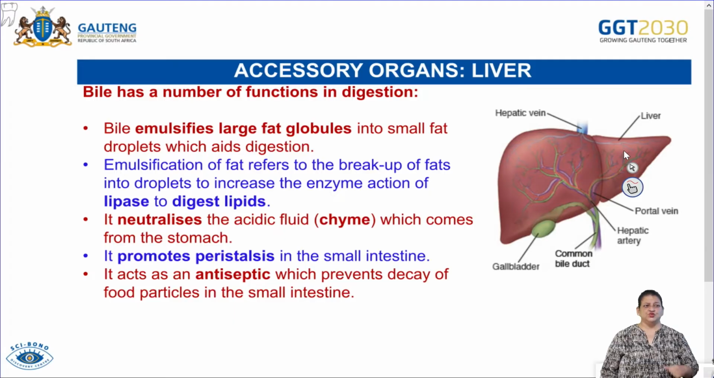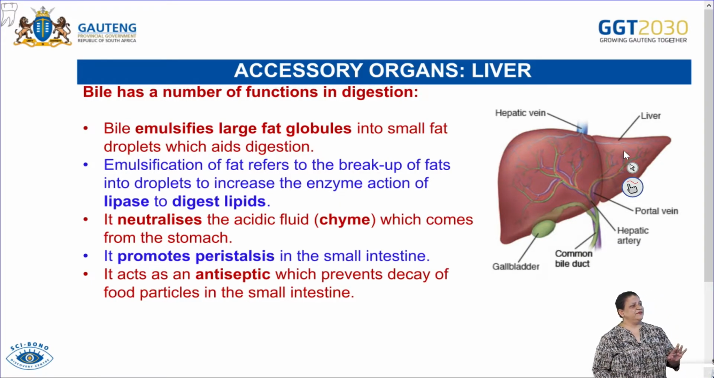The fifth one goes with the first one, and that means that when the bile makes the fat globules into fat droplets, the purpose is for the fat droplets to be easily broken down by enzymes. But that is another function. So the four main functions, I would say, are to emulsify fat globules into fat droplets, neutralize the acid chyme from the stomach, promote peristalsis in the small intestine, right? And it acts as an antiseptic. It prevents the food from decaying in the small intestine.